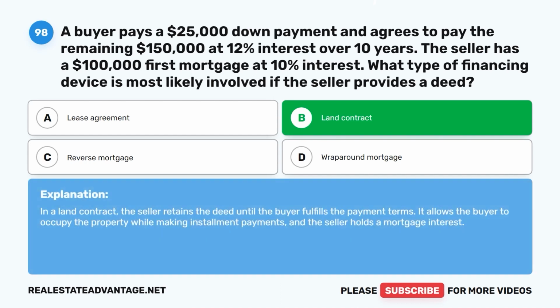Land contract. In a land contract, the seller retains the deed until the buyer fulfills the payment terms. It allows the buyer to occupy the property while making installment payments, and the seller holds a mortgage interest.